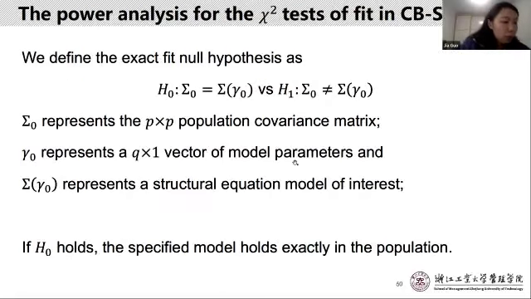And then we look at the chi-square test of fit. The null hypothesis represents that the specified model holds exactly in the population. And the alternative hypothesis states that one cannot find a vector of parameters gamma such that the model-implied covariance matrix Sigma(gamma) is equal to the population covariance matrix Sigma_0. So this is the null hypothesis and the alternative hypothesis.